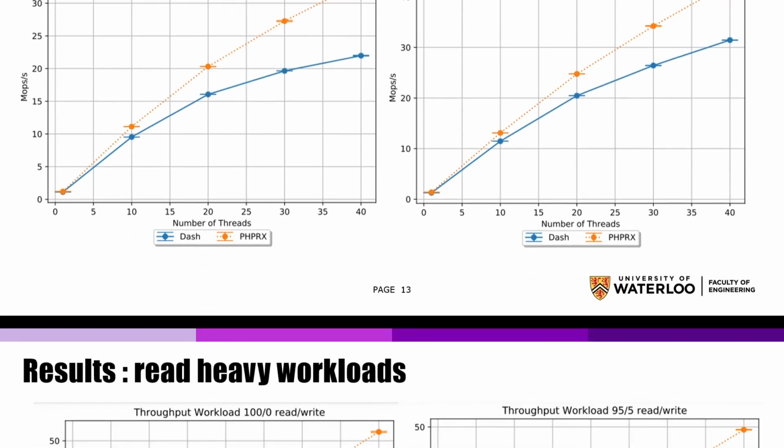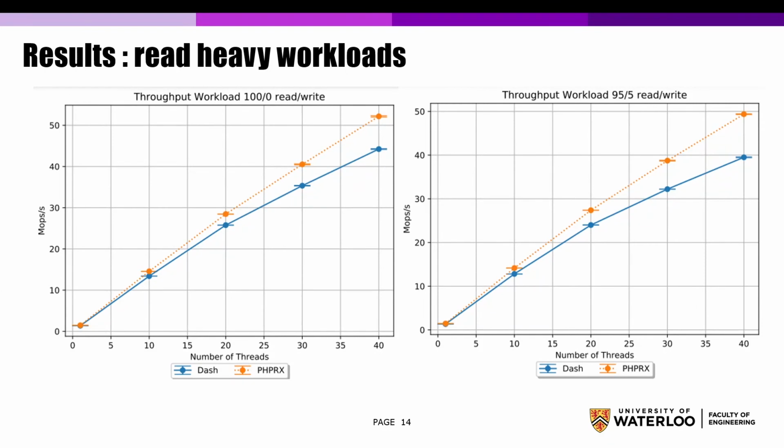In contrast, the difference in performance between PHPRX and Dash is smaller in read-dominated workloads, being up to 18% faster in the 100 workload and 20% faster in the 95/5 workload. The performance advantage of PHPRX comes from the simplicity of the implementation, since Dash uses several techniques for load balancing, and it might mean that searches might need to probe more than one bucket.